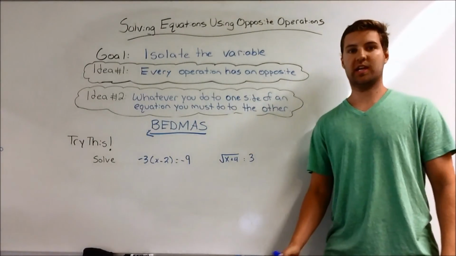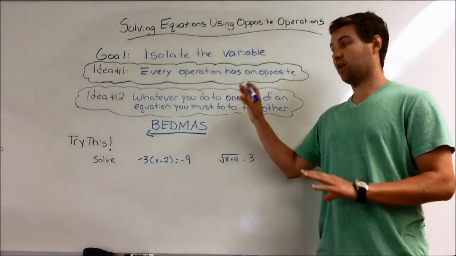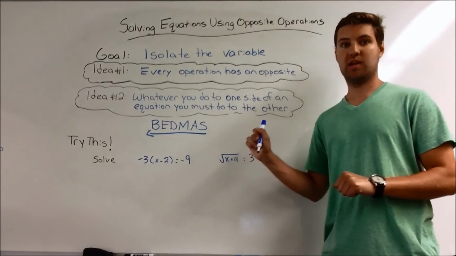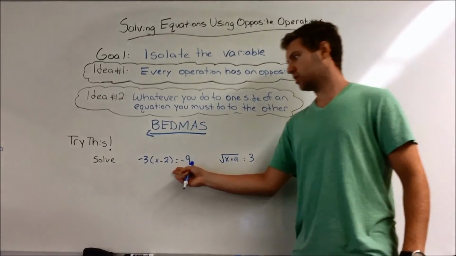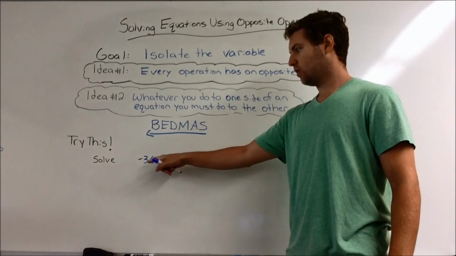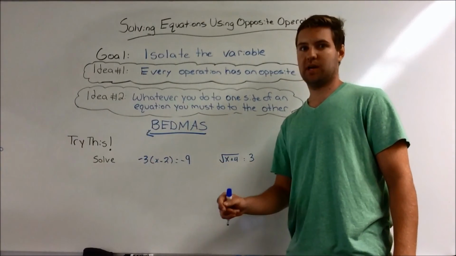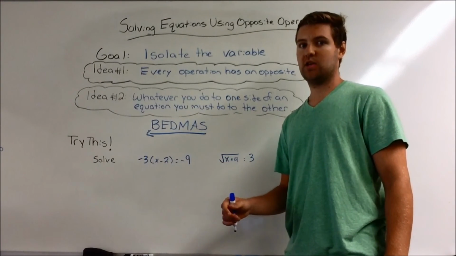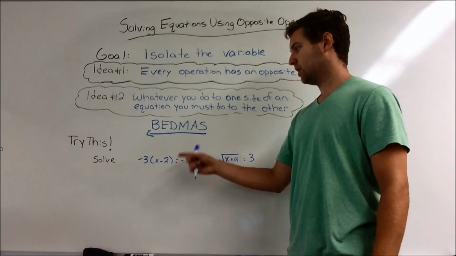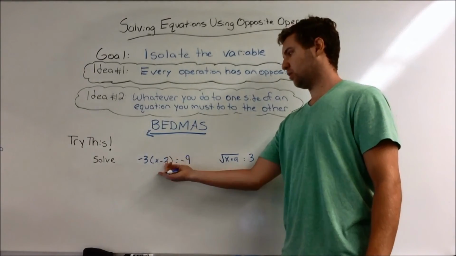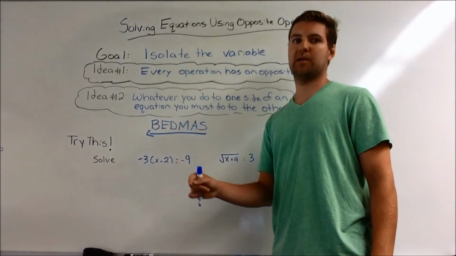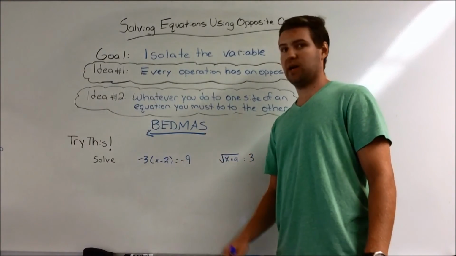Alright, hope you've had a chance to stop and pause and try these for yourself. Let's take them up. Start over here. We have this negative 3 and this minus 2 on the side of the x. We need to move both of them. Which do we get rid of first? Well, we do brackets last because we're doing BEDMAS backwards, so that's the negative 3.